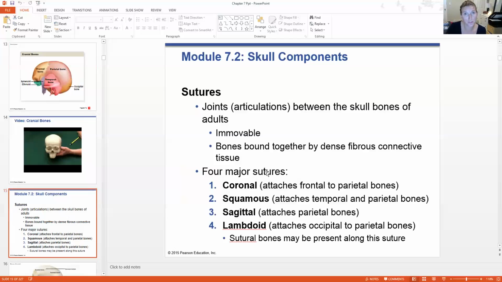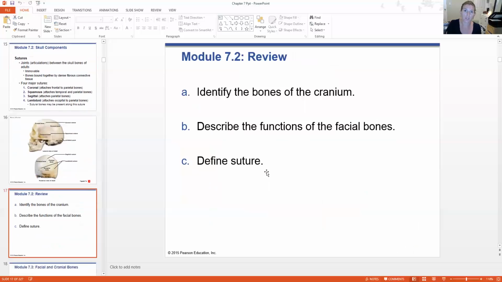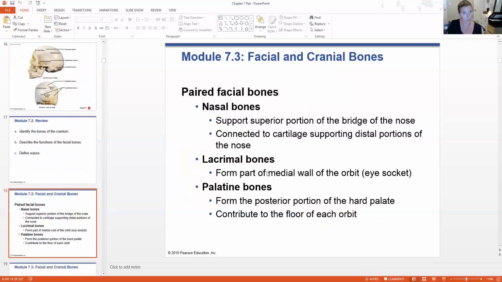So there are sutures associated with the skull, and again, these are all on your practical list that you need to know for practical 2, but they're immovable joints, and they're bound together by dense fibrous connective tissue. There's 4 major sutures: the coronal, the squamous, the sagittal, and the lambdoid. There they are in all of their glory. You can pause the video, go back, and answer these questions.